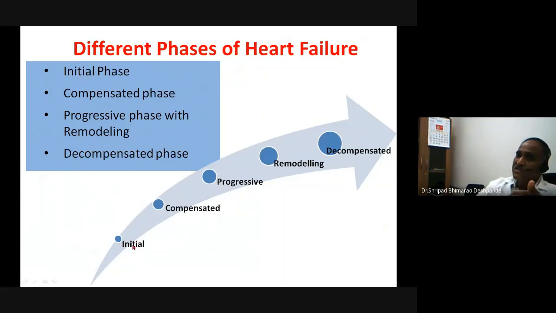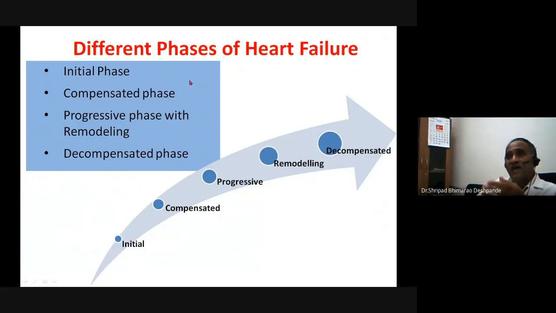Now, what is important here for the treatment aspect? Maybe in the initial stage and the compensated stage, we have to take care why the heart has failed, and we have to address that, so that it will not enter into the progressive stage or the remodeling stage. Once it enters into the progressive and remodeling stage, remodeling is an irreversible thing, and that may produce greater mortality of the individuals.